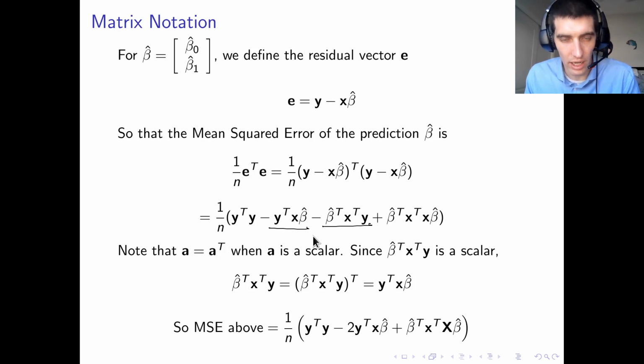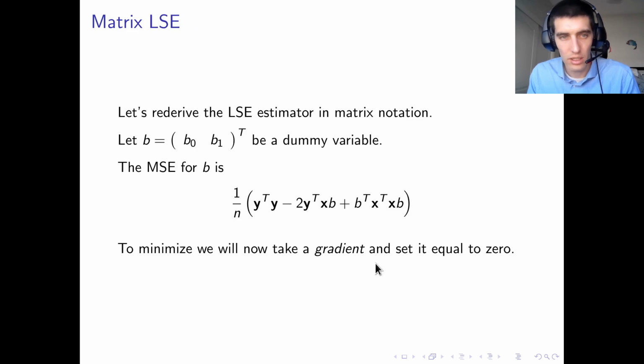All right, so linear algebra hard and fast. Let's keep moving. So we reduced the mean squared error to this expression. And so what we're going to do next is re-derive the least squares estimator. That is, the least squares estimator is those betas which minimize the mean squared error. We're going to re-derive it in matrix notation.